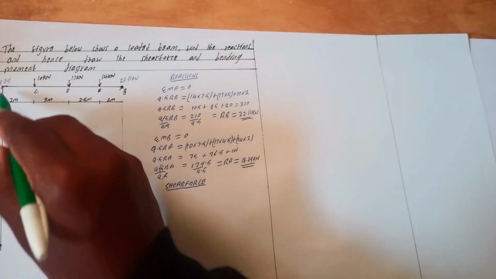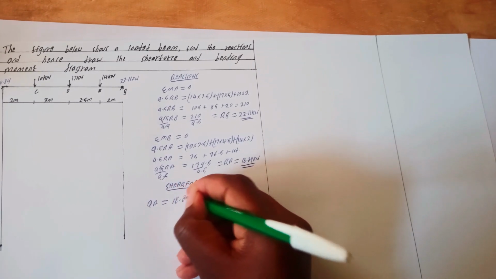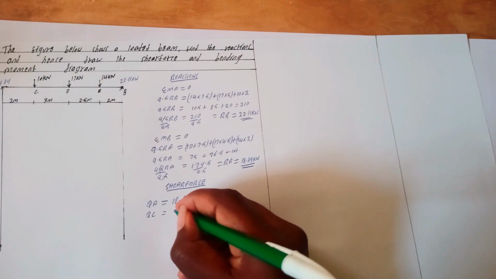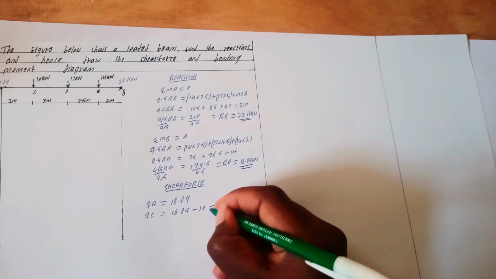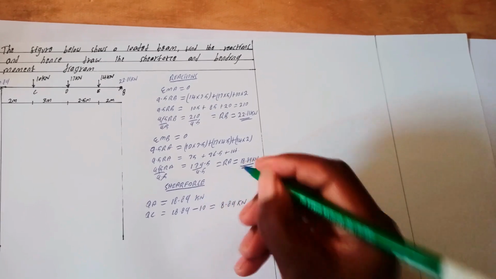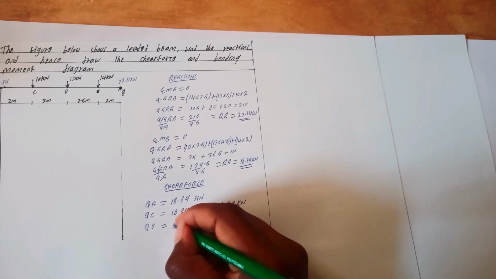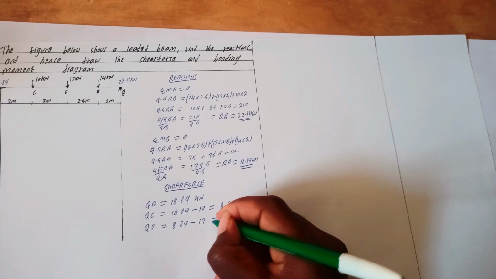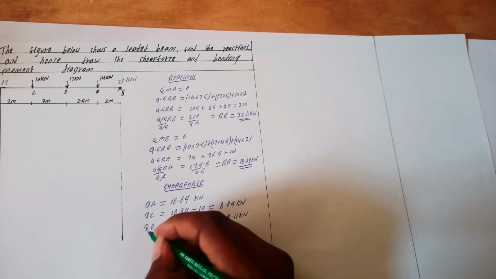Shear force, we have Q at A. Shear force at A will be 18.89. Then we have shear force at C, which will be 18.89. We minus the loading at that point, which is 10, and it is 8.89 kN. Then I have Q at D, which will be now 8.89 minus loading, that is 17, and this one will give us negative 8.11 kilonewton.